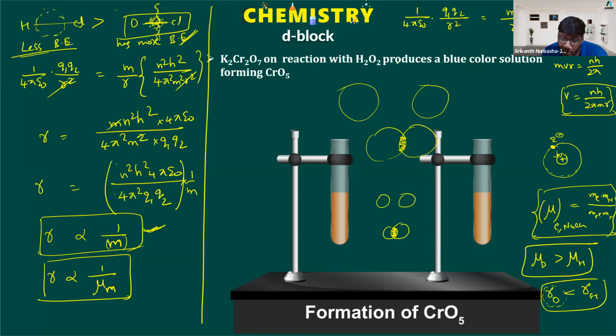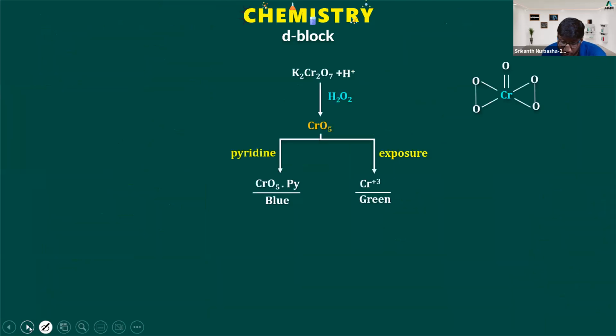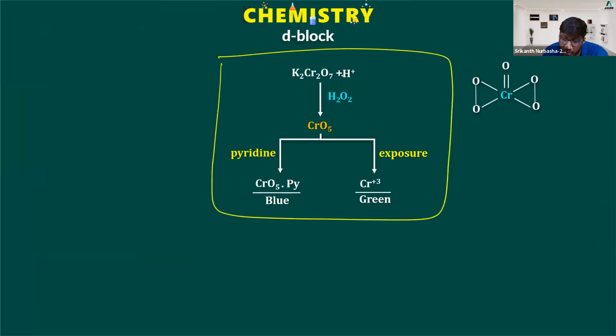K2Cr2O7 on reaction with H2O2 produces a blue colour solution forming CrO5. We'll understand the CrO5 formation now. This was the reaction; write it down, all of you. K2Cr2O7 will be converted to CrO5 whenever you treat it with H2O2, of course in acid medium. If you do not have an acid medium, the dichromate will convert to chromate.